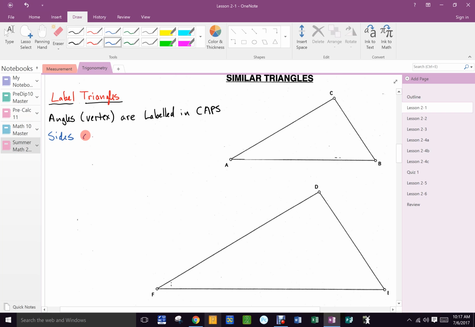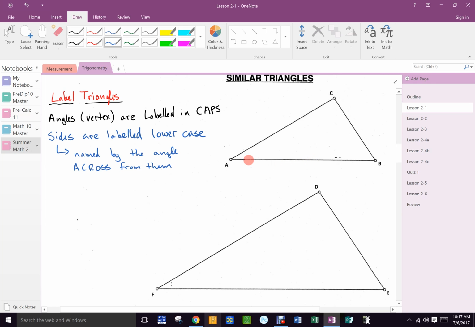Sides are labeled lower case. And there we go. And there's a trick to this. Sides are named by the angle across from them.